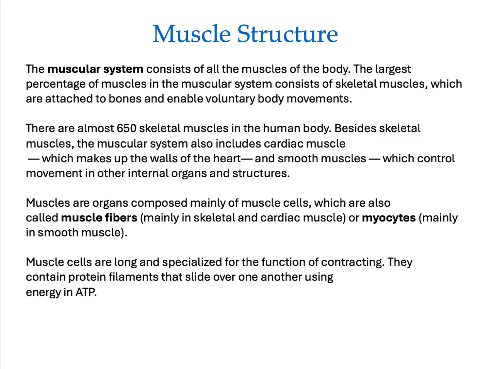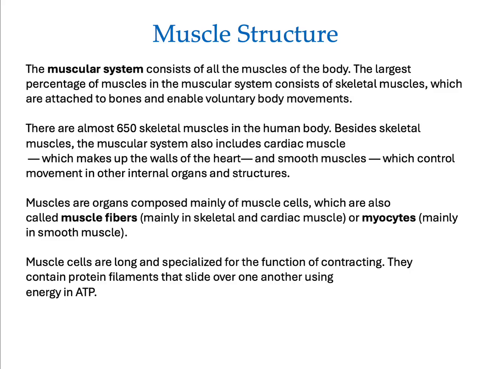Muscle structure. The muscular system consists of all the muscles of the body. The largest percentage of muscles in the muscular system consists of skeletal muscles, which are attached to bones and enable voluntary body movements. There are almost 650 skeletal muscles in the human body. Besides skeletal muscles, the muscular system also includes cardiac muscle, which makes up the walls of the heart, and smooth muscles, which control movement in other organs and structures.